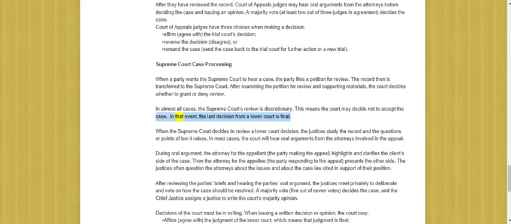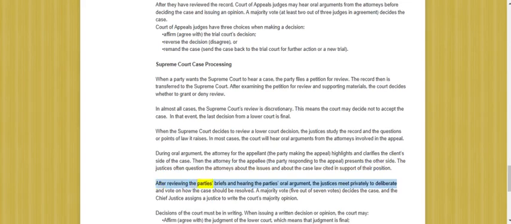In that event, the last decision from a lower court is final. Right. When the Supreme Court decides to review a lower court decision, the justices study the record and the questions or points of law it raises. In most cases, the court will hear oral arguments from the attorneys involved in the appeal. During oral argument, the attorney for the appellant, the party making the appeal, highlights and clarifies the client's side of the case. Then the attorney for the appellee, the party responding to the appeal, presents the other side. The justices often question the attorneys about the issues and about the case law cited in support of their position.